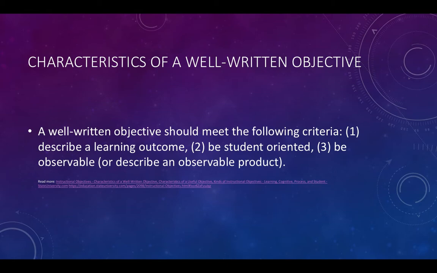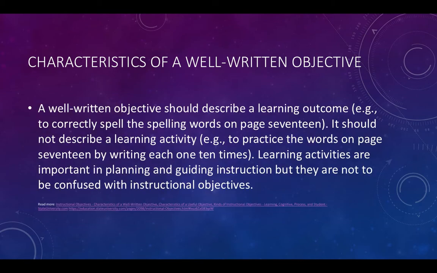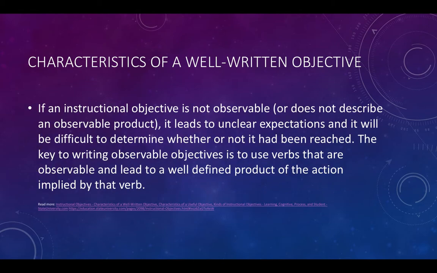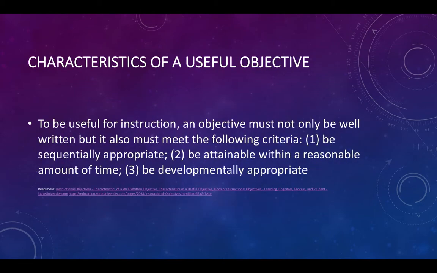Now, let's move on to the characteristics of a useful objective this time. To be useful for instruction, an objective must not only be well written, but it also must meet the following criteria: be sequentially appropriate, be attainable within a reasonable amount of time, and be developmentally appropriate.